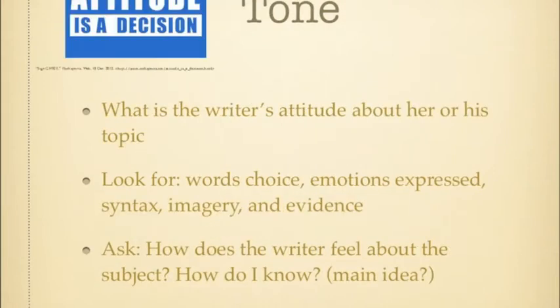The tone is the writer's attitude about his or her topic. So you're going to look for word choice, emotions, syntax, imagery, and evidence. Ask yourself, what does the writer feel about the subject, and how do you know? Often you can find the main idea and it will immediately set you up for what the writer feels about the topic. Let's take an example of this and have a look at an article.